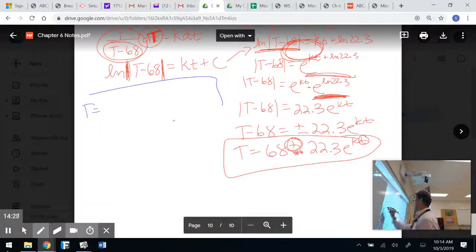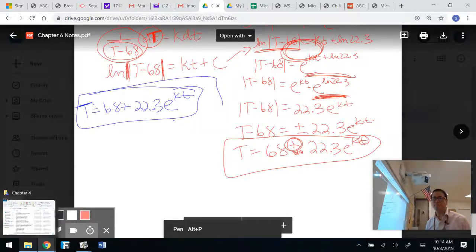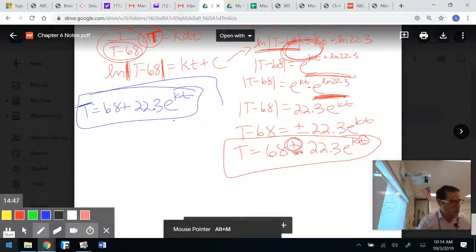So we got the body temperature is equal to 68 plus 22.3 e to the kt. And if you notice, I actually can't use that because I still don't know what k is. So if I don't know what k is, what do I need to do? Well, they gave me another condition earlier. They said 1 hour after, what was the temperature?